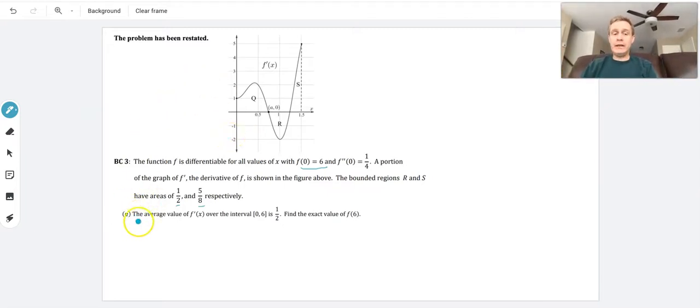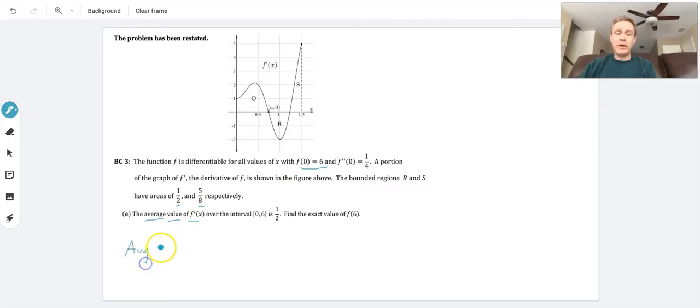So in this part E, what you're being asked is this: the average value of f prime of x over the interval from 0 to 6 is 1/2. We're asked to find the exact value of f of 6. All right, the reason I want to do this problem is that we learned this year how to find the average value of any particular function.